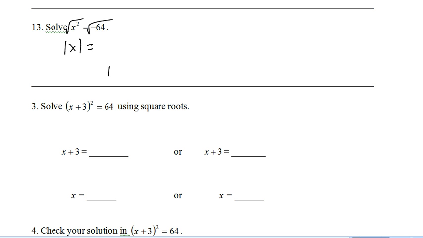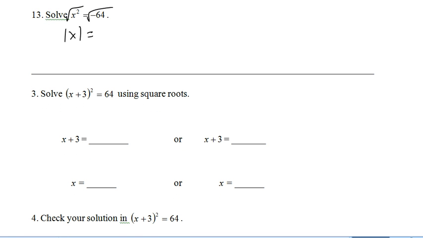And my pen's decided to stop working. Okay, the other way we can think about this is there's no value of x that I could put in here where x squared is going to equal negative 64, because anytime I square it, that's going to be positive. So we have no solution. And as you can see, my pen's working again.